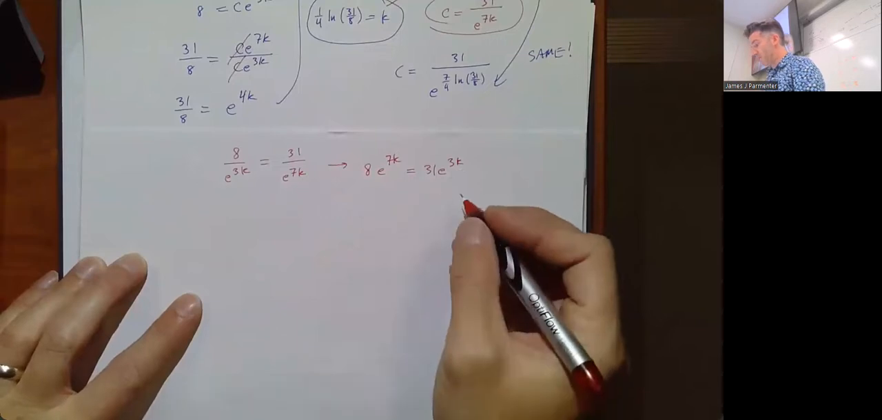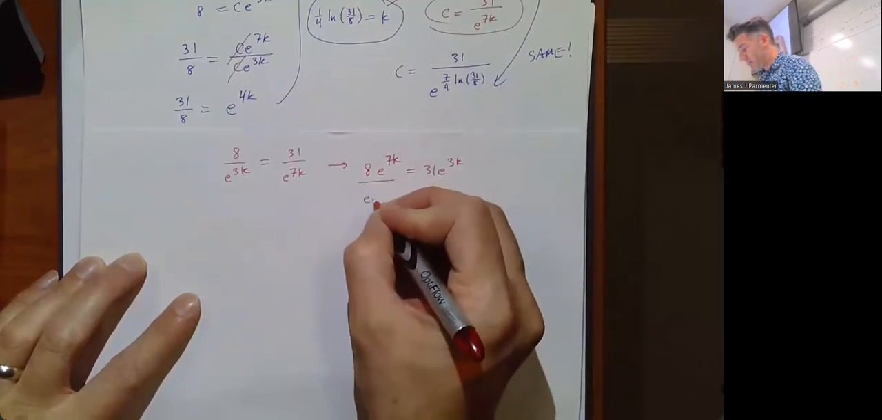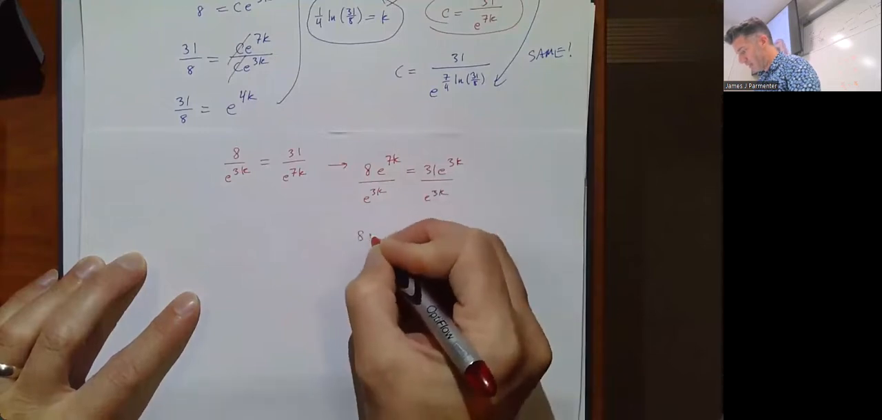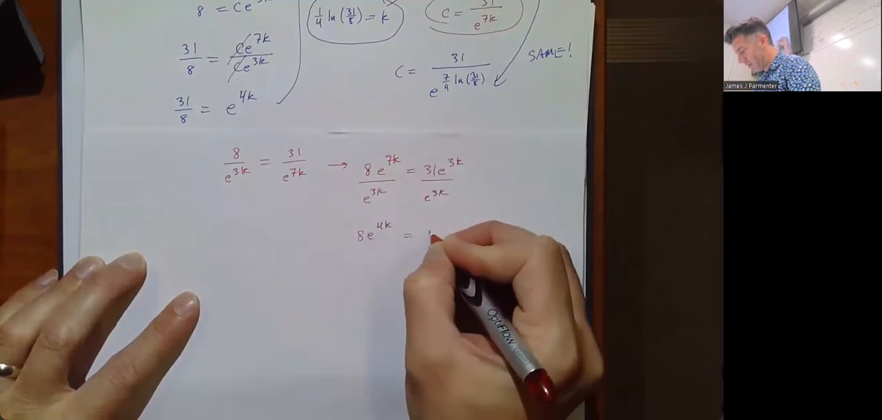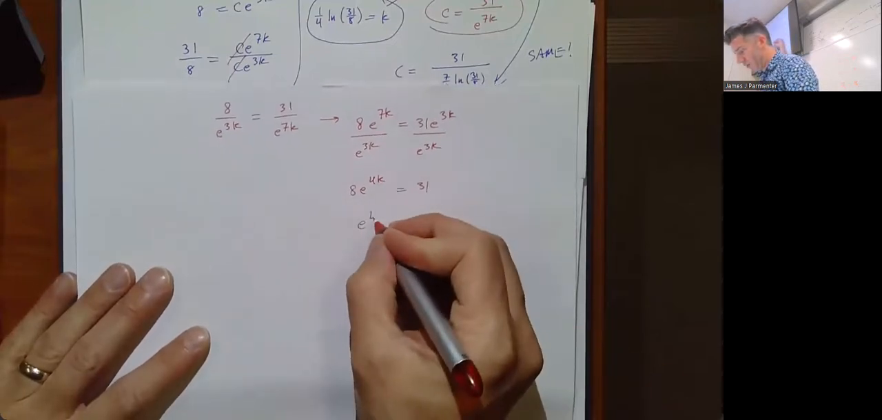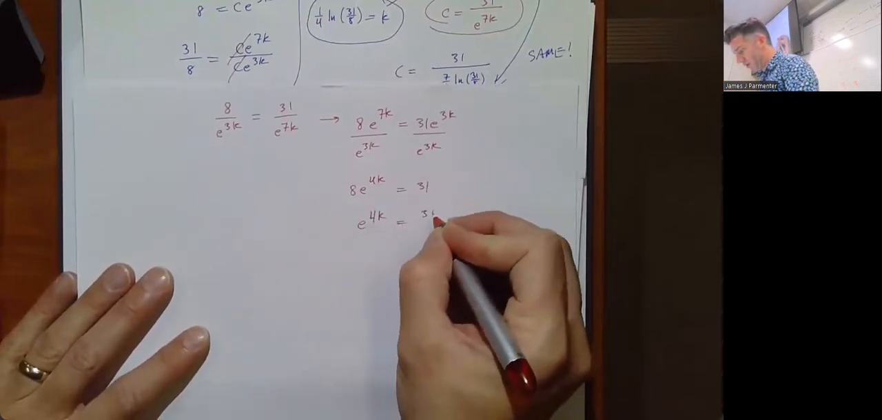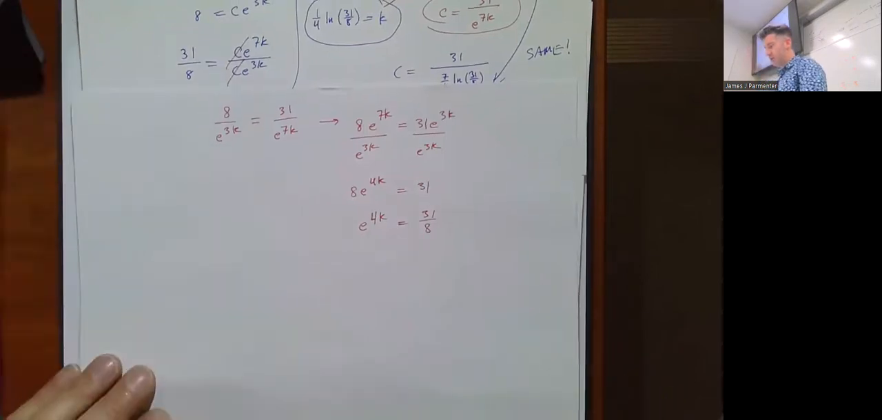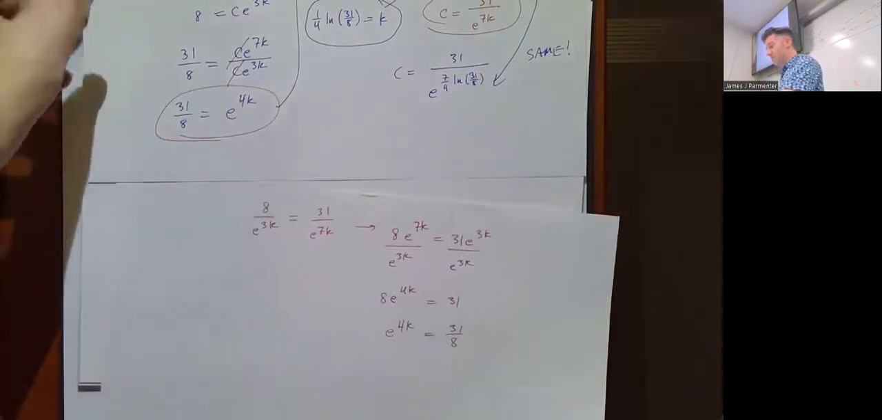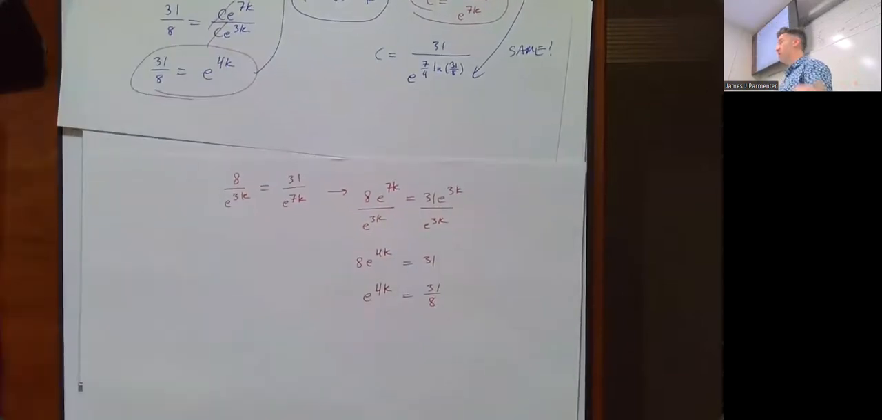Here I'm going to divide both sides by e to the 3k. So I have 8 e to the 4k equal to 31. And then I'm going to divide both sides by 8. So I'm going to get e to the 4k equal to 31 over 8, just like we had right there. So it does really get you to the same spot. It's just a different way of getting there.